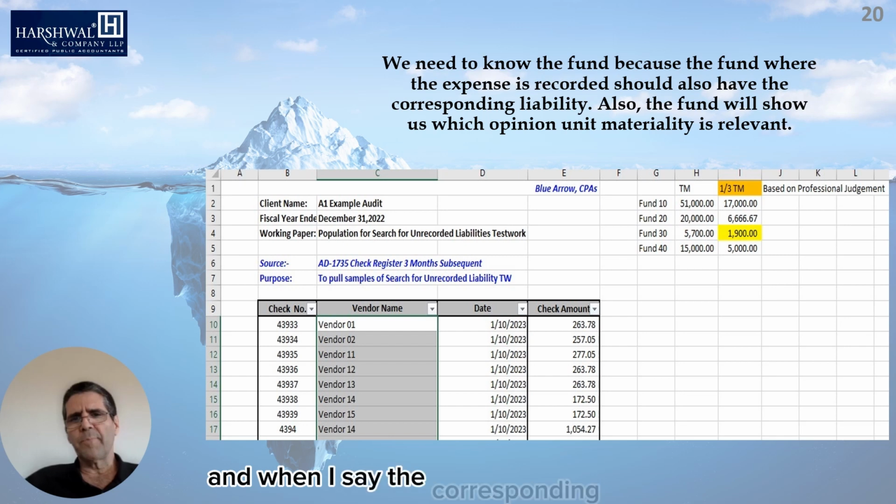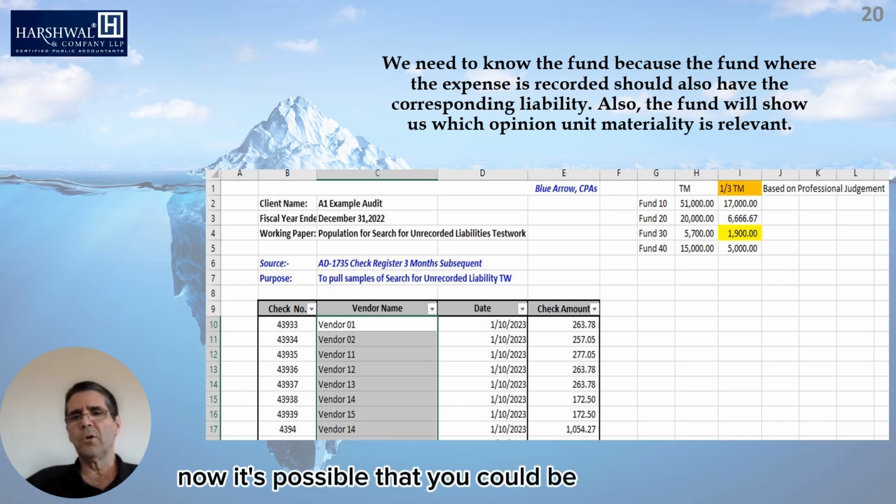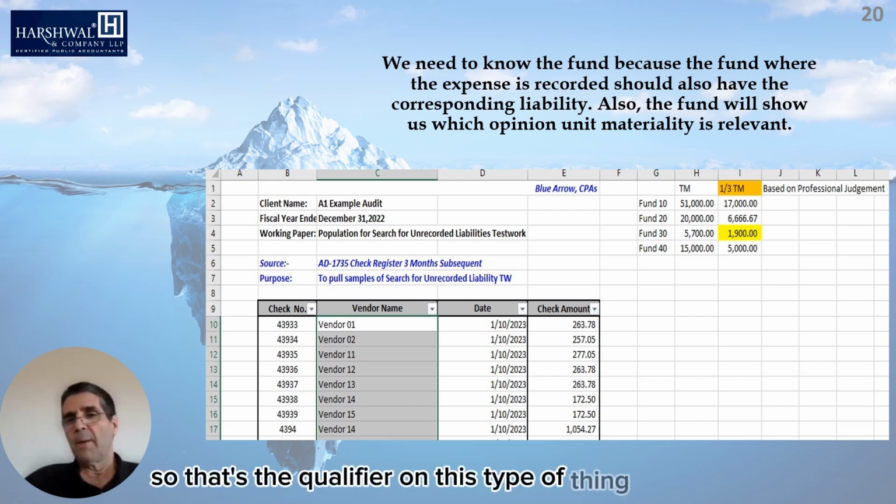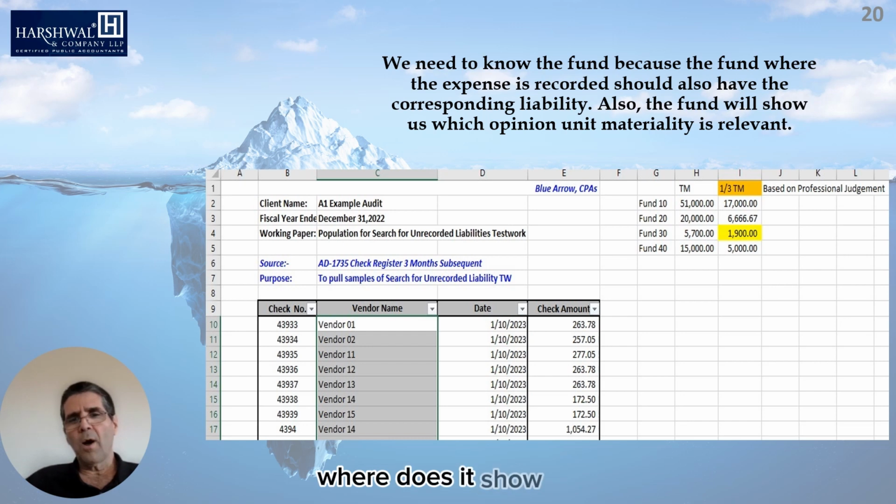Now, when I say the corresponding liability, I'm talking generally about accounts payable, something of that nature. Now, it's possible that you could be looking at a government-wide liability, a bond or something of that nature, which isn't going to be tied to that fund. So that's the qualifier on this type of thing. But again, where does it show up? That's where you're going to apply the fund opinion unit materiality, at that level.